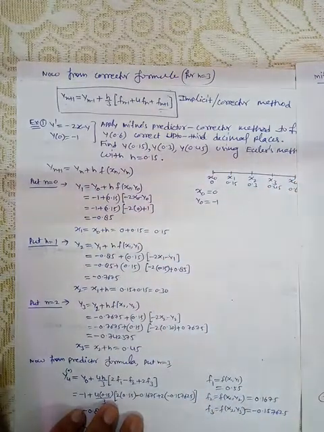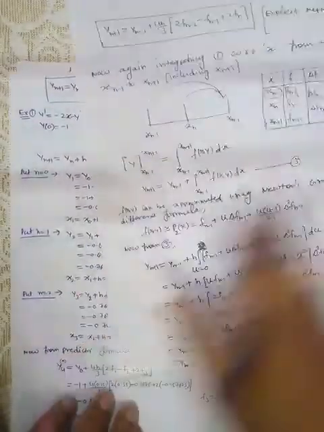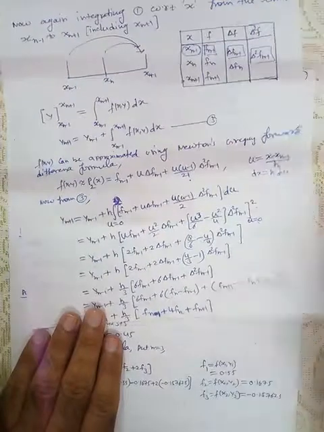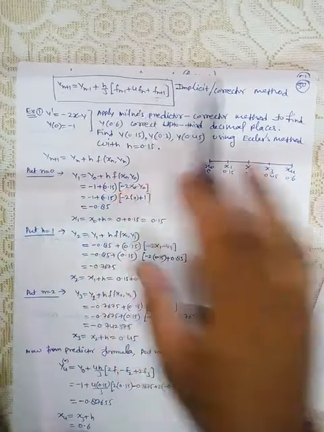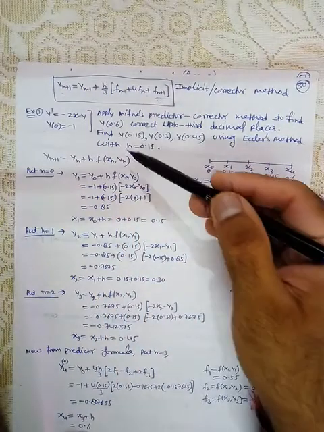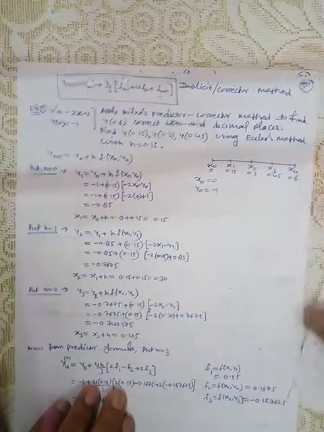So this is the procedure, and these two formulae are known as the Milne predictor corrector method. Fine. So we have two formulae. One is for the prediction, and this formula is for the correction. Fine. So now in the next video we will take one example. Fine. So thank you.